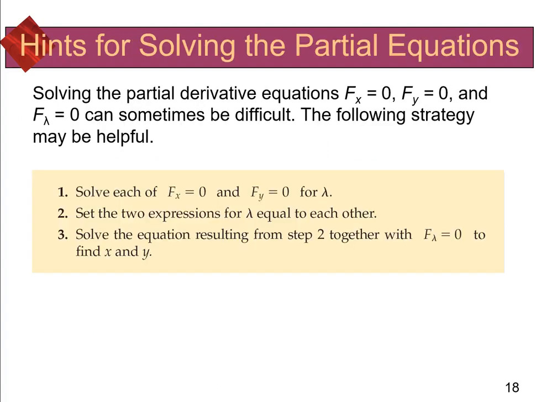So some hints for solving these equations, which I kind of demonstrated as I went through it. You solve each partial derivative, f_x equaling 0 and f_y equaling 0, for lambda. In general, that's the case. It's usually going to be the easier method. You set the two expressions equal to each other, once they're in terms of lambda. And then you solve the equation resulting from step 2 to find x or y, and then once you've found what that is, you go back and figure out what the other one is.